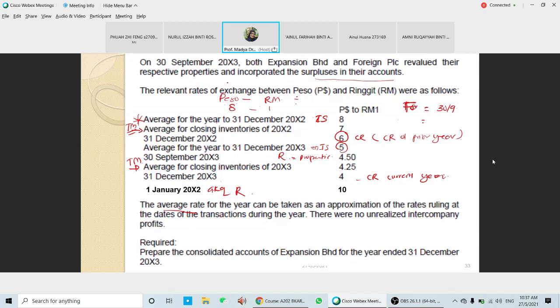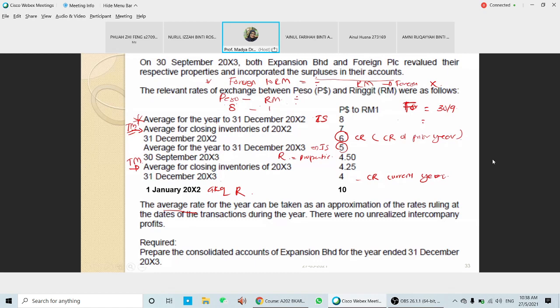So this is to guide you. If you are given foreign to ringgit Malaysia, we need to divide. If that one is ringgit Malaysia to foreign, we need to multiply. So this one, 8, here we have to divide by the rate. We need to divide because we want to translate from peso to ringgit Malaysia. So please, if you have any question, you voice out. I cannot see the things that are in the chat box.